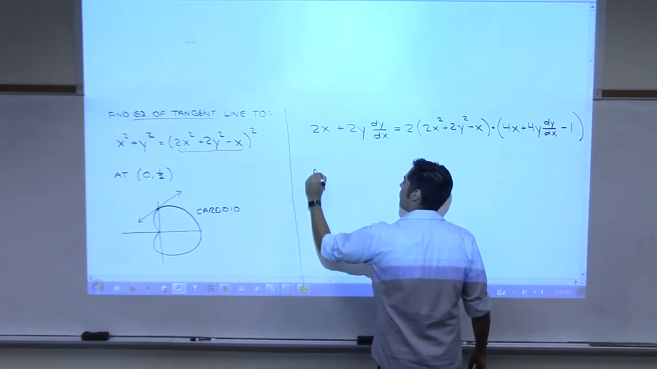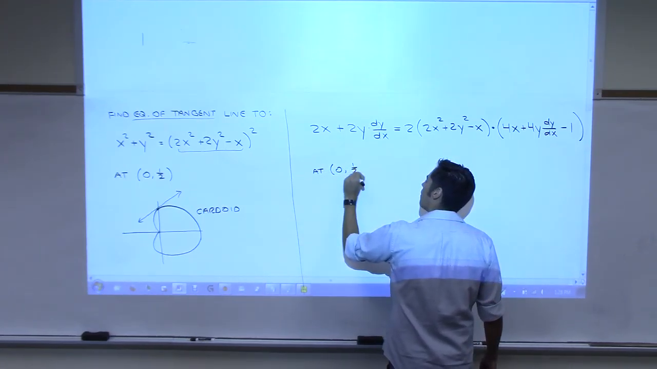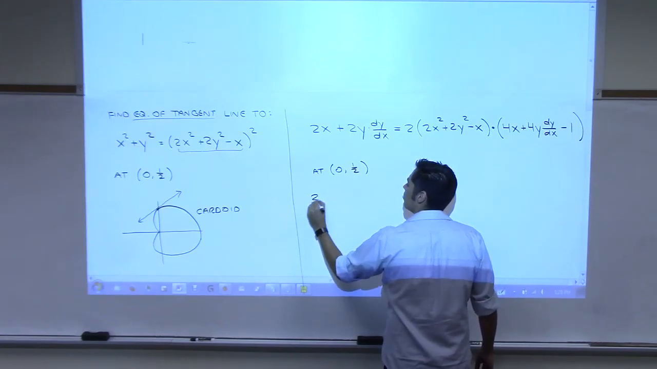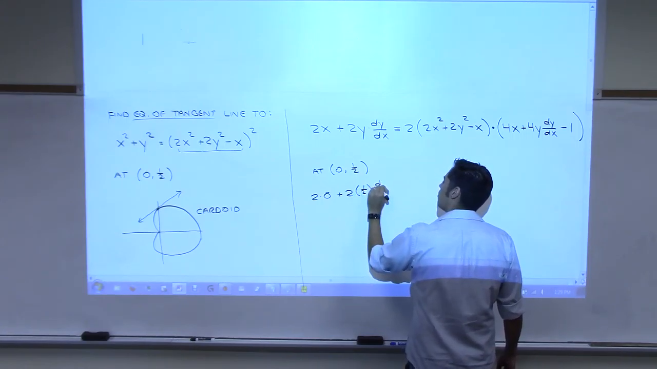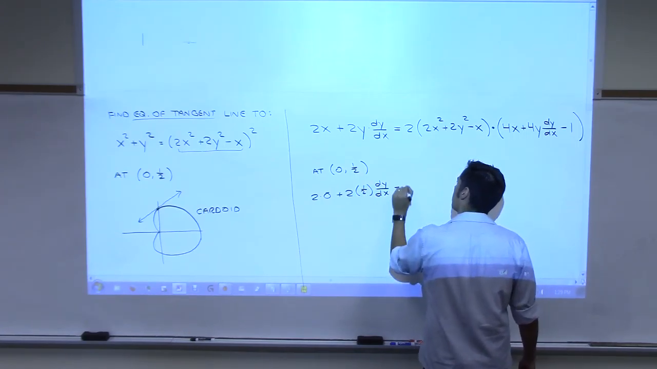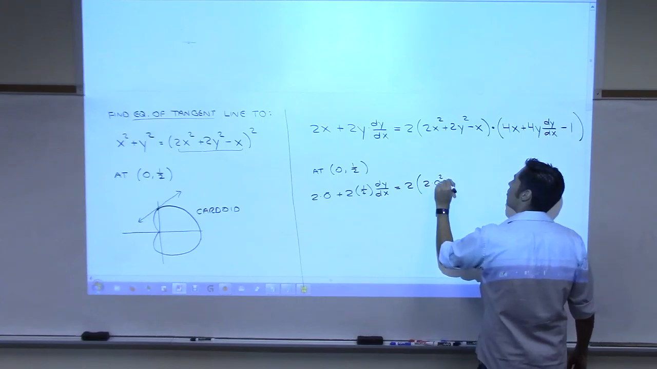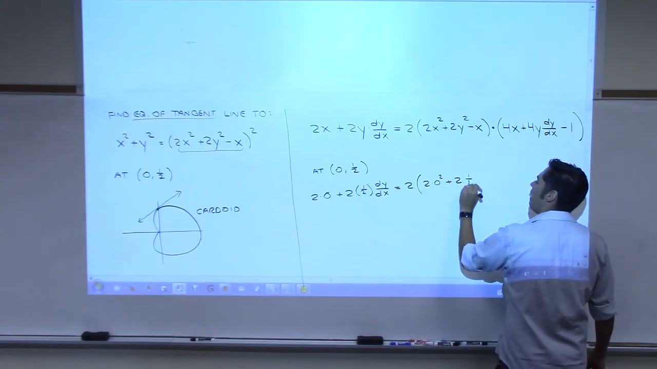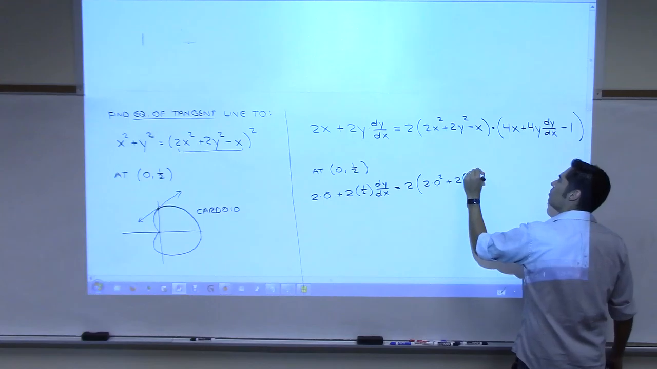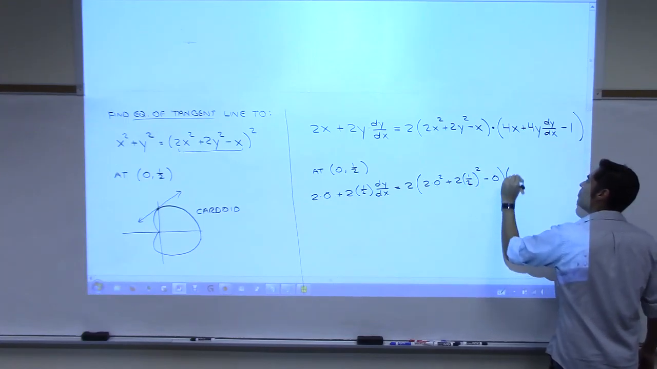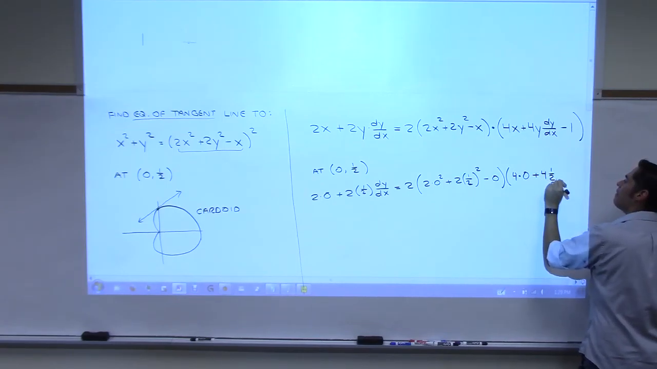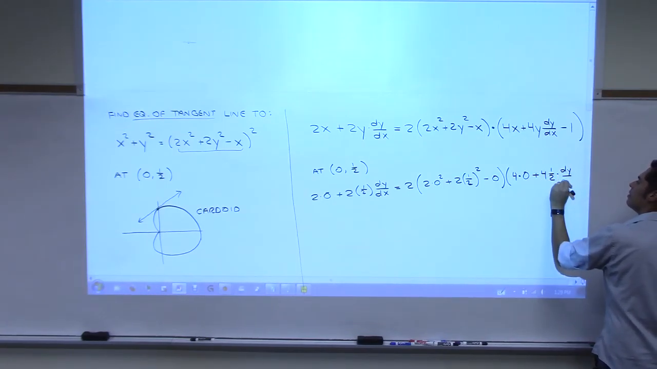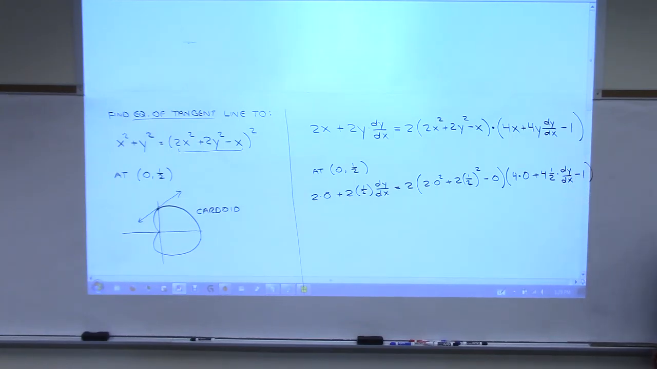Okay. So at the point (0, 1/2), this equation becomes 2 times 0, don't need to write that, plus 2 times 1/2 dy/dx, that'll be a 1, equals 2 times 0 squared plus 2 times (1/2) squared minus 0 times 4 times 0 plus 4 times 1/2 times dy/dx, minus 1. I think I got that right. Looks like all my x's are zeros and all my y's are half.